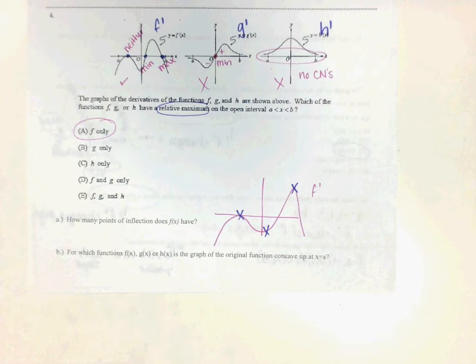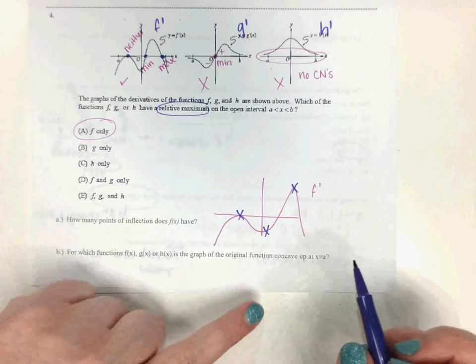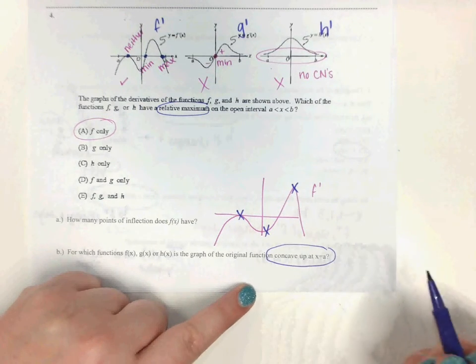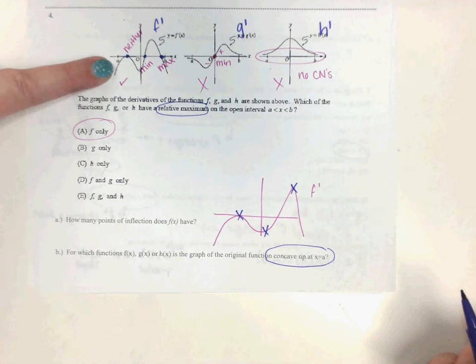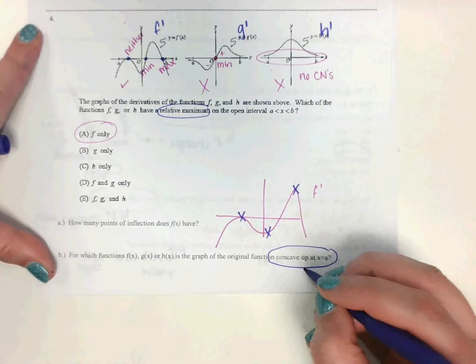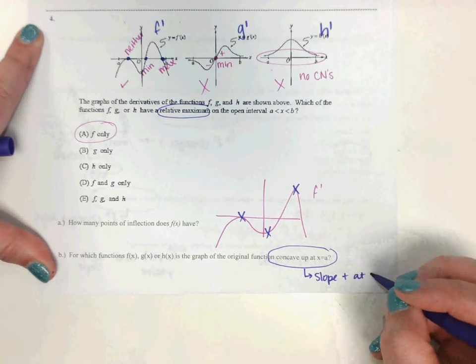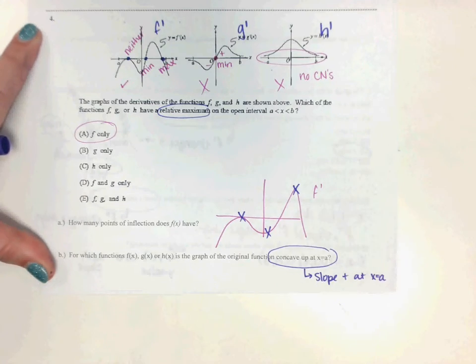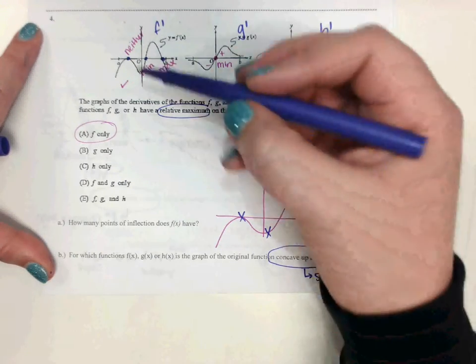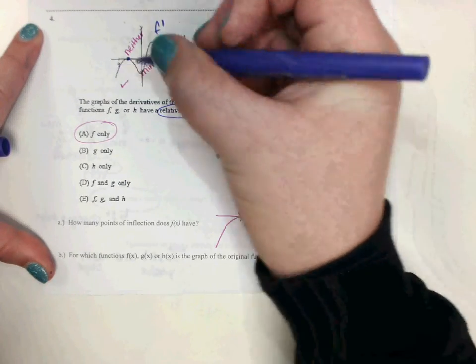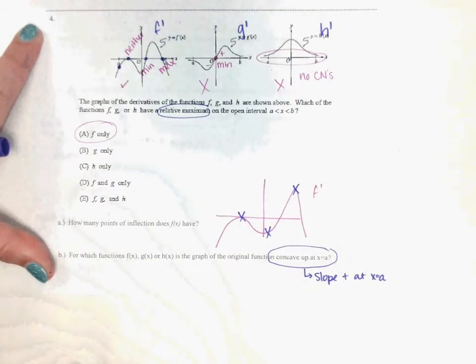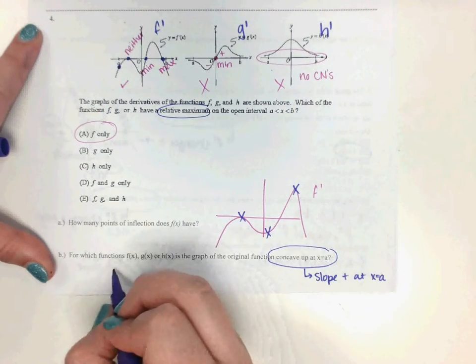Okay, then last question says, for which functions is the original function concave up at A? Okay, now, is this the original function? No, this is the derivative. So, for it to be concave up, I need the slope to be positive at A. So, look at your first graph. A is here. Is my slope positive at that point? Yes, then it is concave up for F.